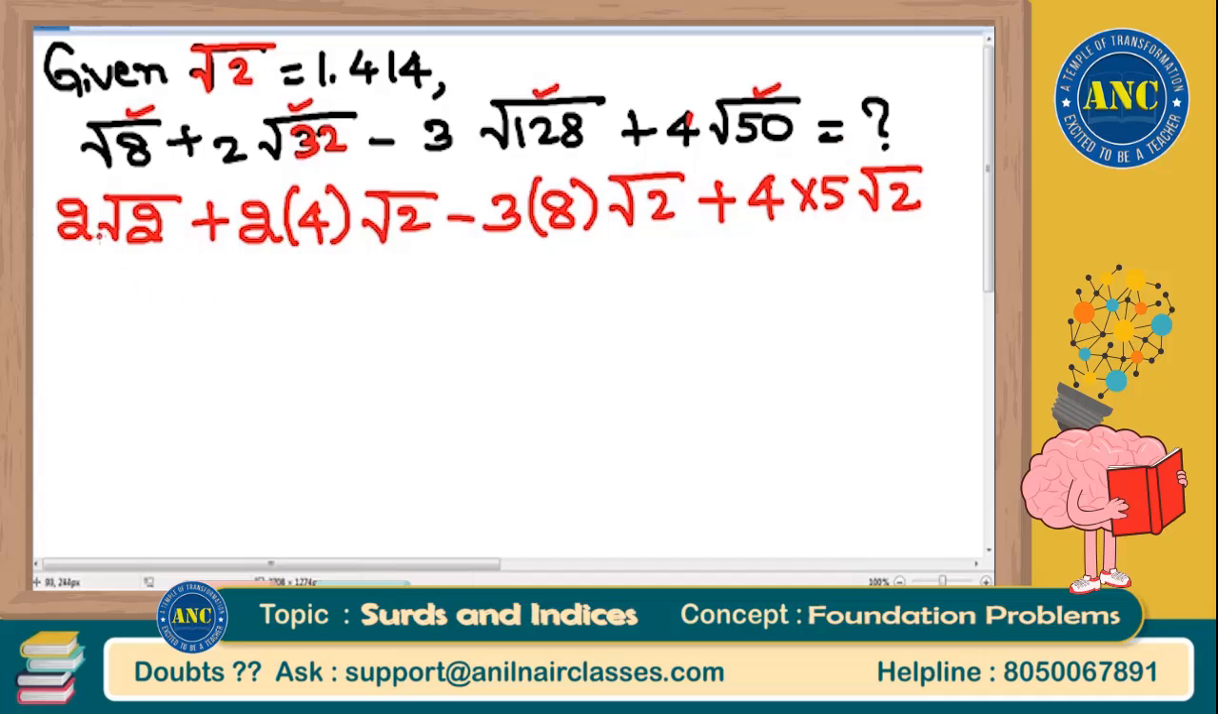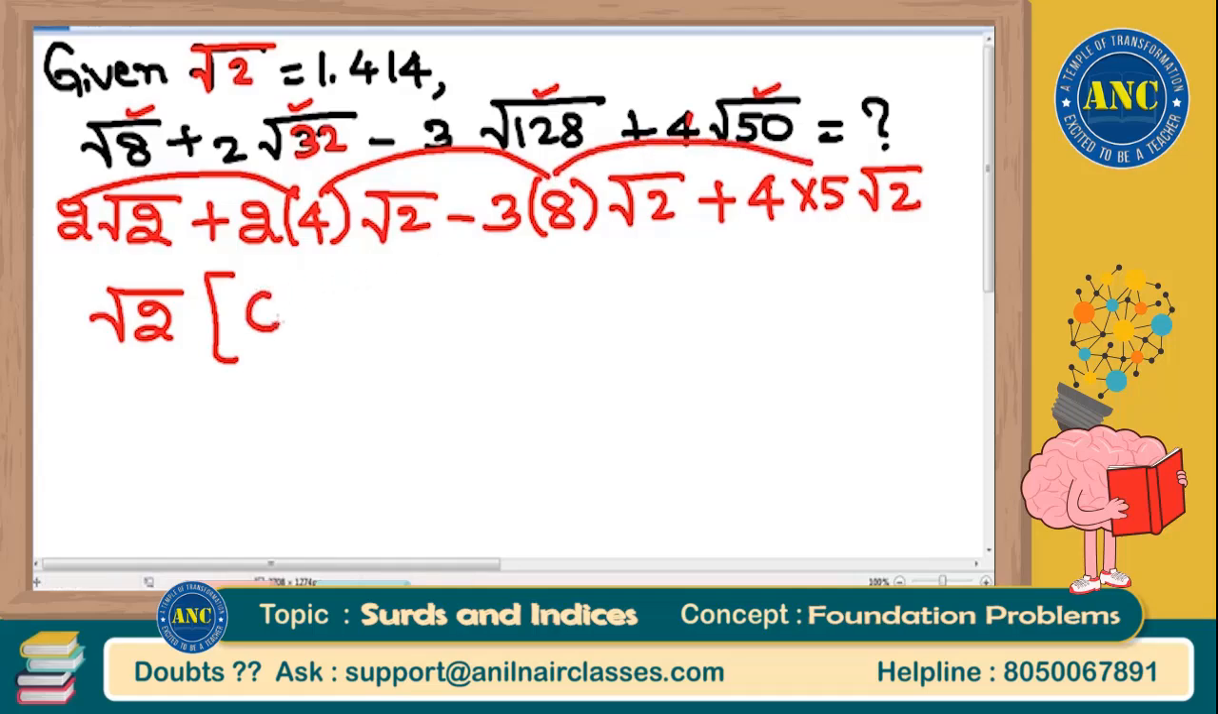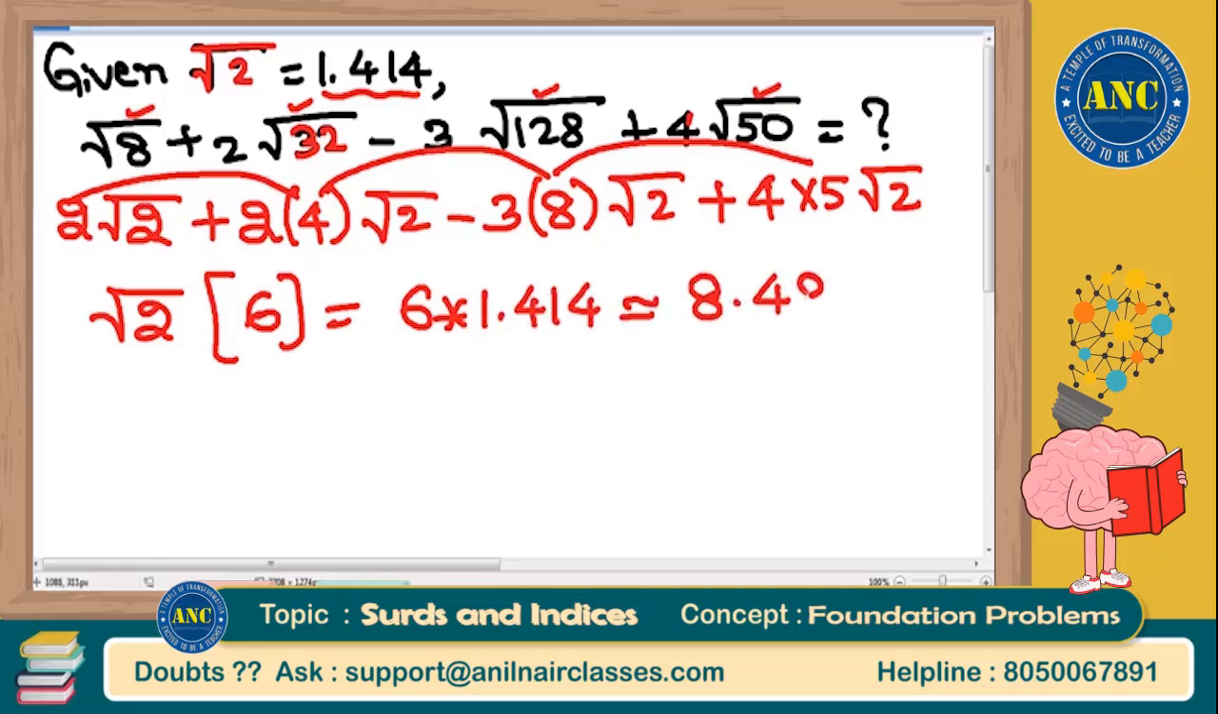If I simplify further, root 2 is a common factor everywhere. Taking root 2 common: 2 plus 8 is 10, 10 minus 24 is minus 14, minus 14 plus 20 is 6. It is 6 root 2. But root 2 is given in the question as 1.414, so it is 6 into 1.414. The answer will be approximately 8.484. Check the answer options; whichever option is closer to 8.484, mark that option and move ahead. The answer for this question is 8.484.